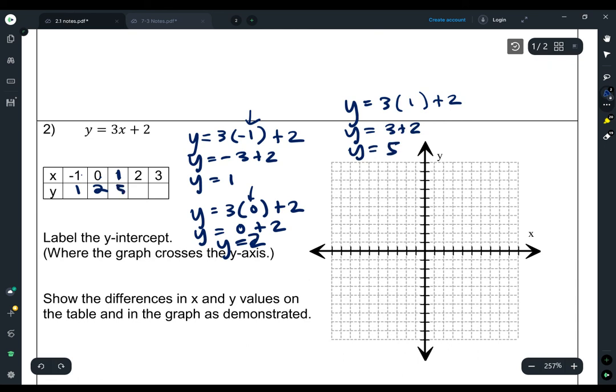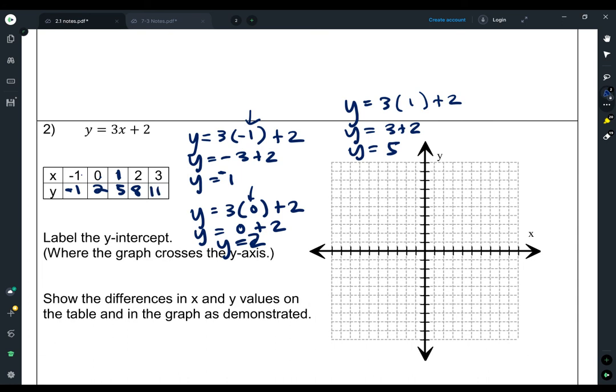So now I'm going to look for a pattern. My x's are going up by 1s. It looks like my y's are going up by, oh, this first one was a -1. I didn't have a pattern there for a minute, did I? -3 plus 2 should be a -1. So my y's are going up by 3. So this is going to be an 8, and this is going to be an 11.